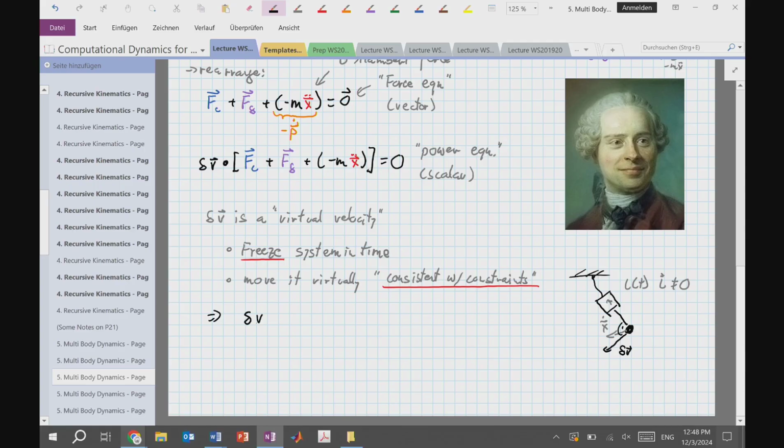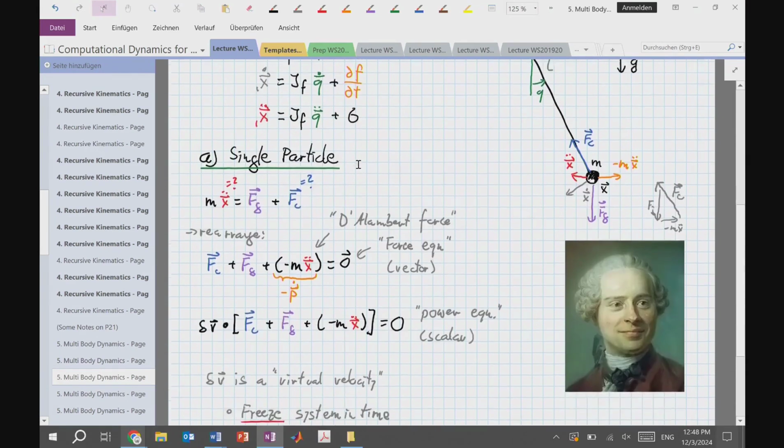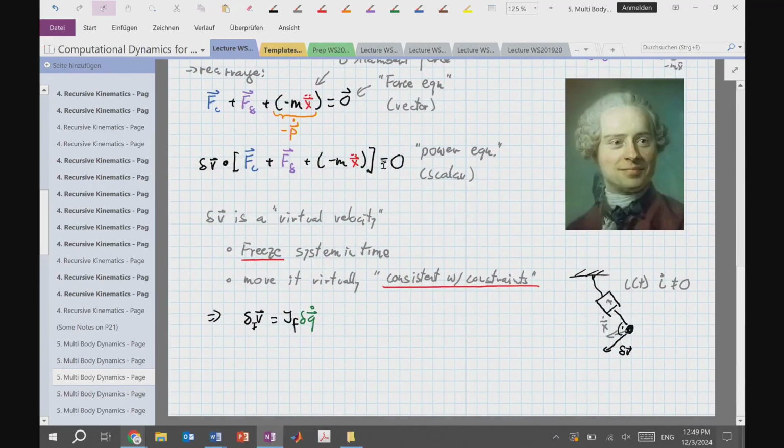My delta V in some inertial coordinate system can be written as my Jacobian JF simply multiplied with delta Q dot, where I call this now a virtual Q dot. So this is not really the velocity I have, but any arbitrary delta Q dot, any velocity that I could put on the joints could give me some velocity. And the difference to the equation up here is that I disregard this term from the rheonomic constraint.